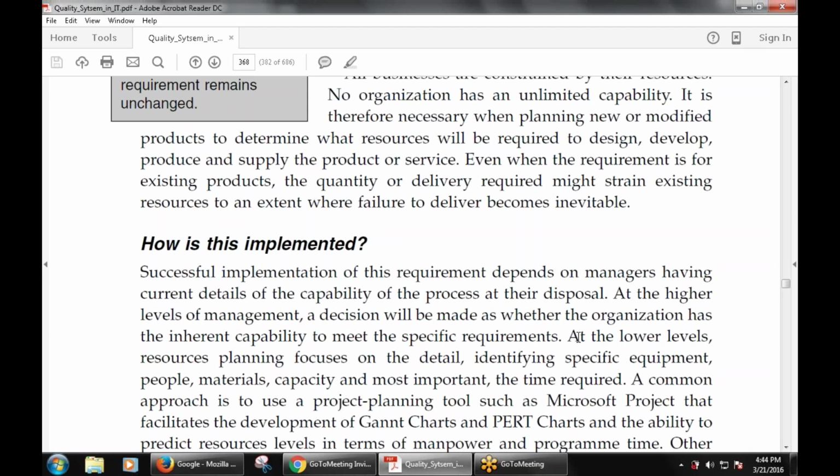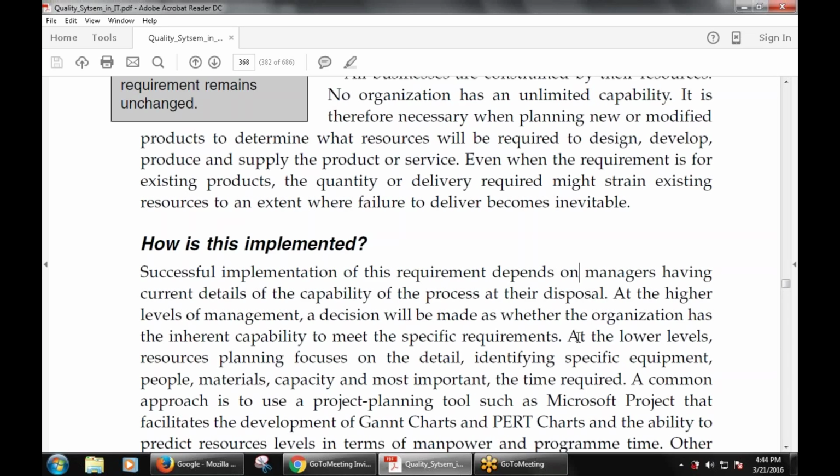So whatever the resources and data that are available, they are used to get the data. Whatever the data and resources available are used to get the data in a detailed form, identifying the specific requirement.